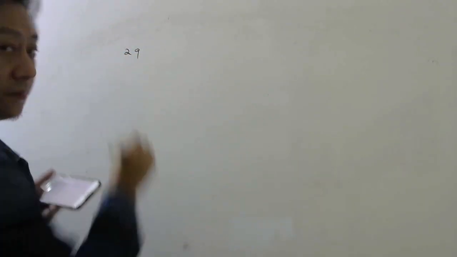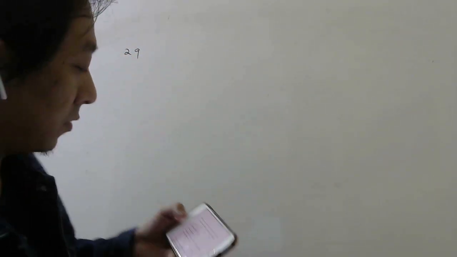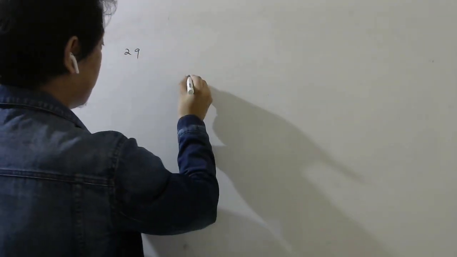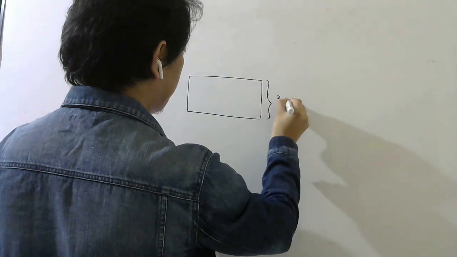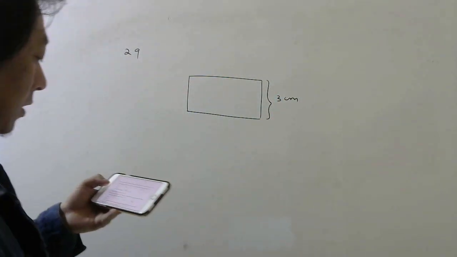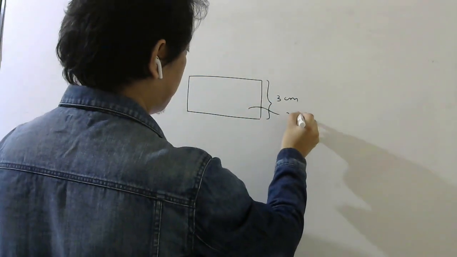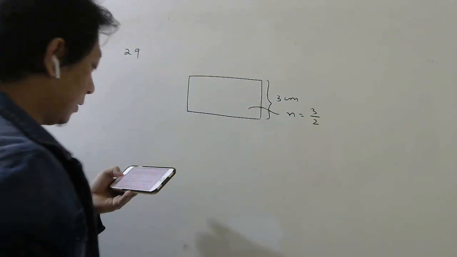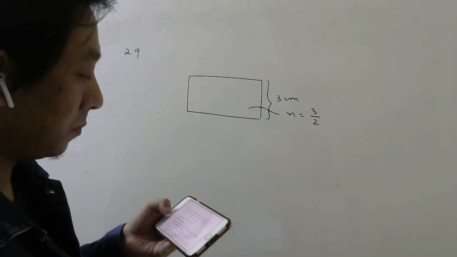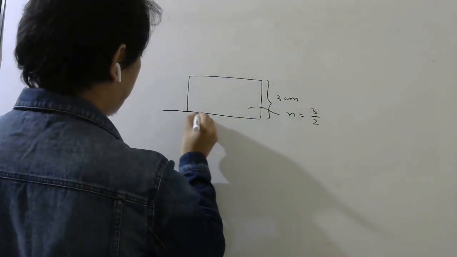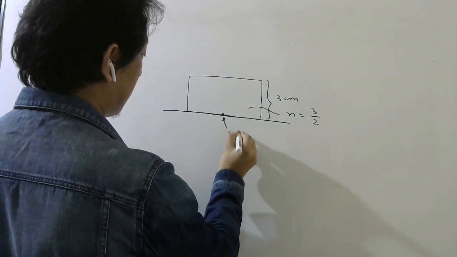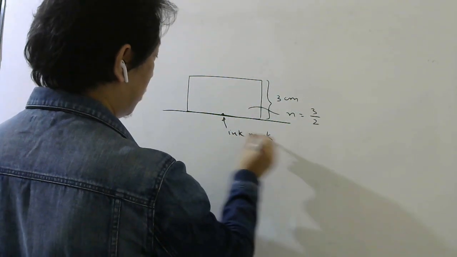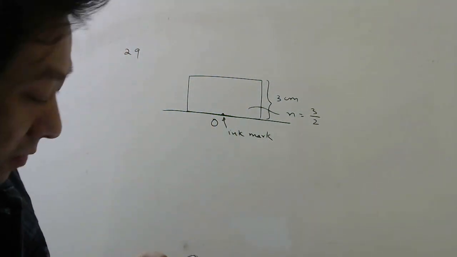So let's do question number 29 now. A glass slab of thickness 3 centimeter and refractive index 3/2 is placed on an ink mark on a piece of paper. Okay, so there is a piece of paper and there is an ink mark. This is your ink mark, which is going to be your object.